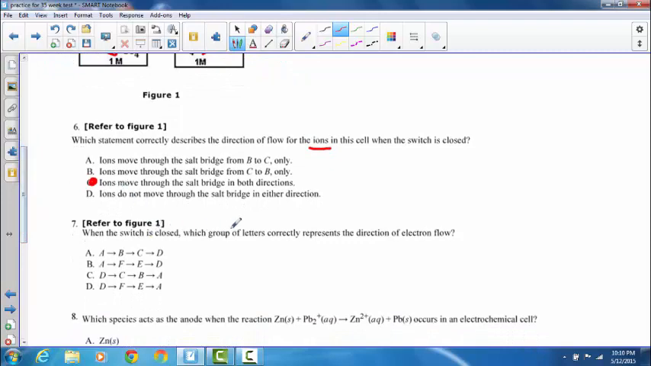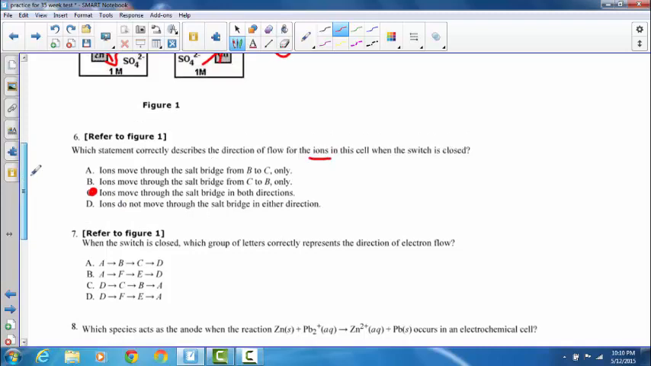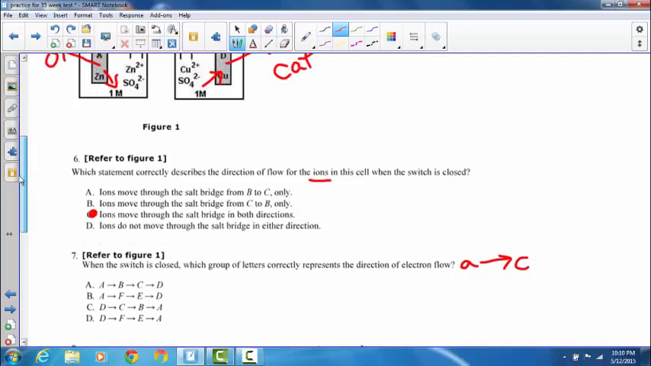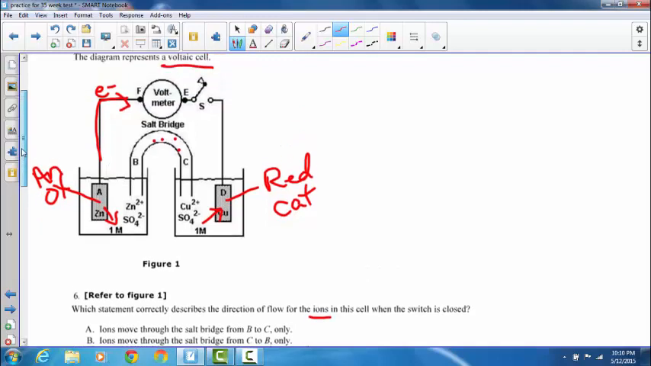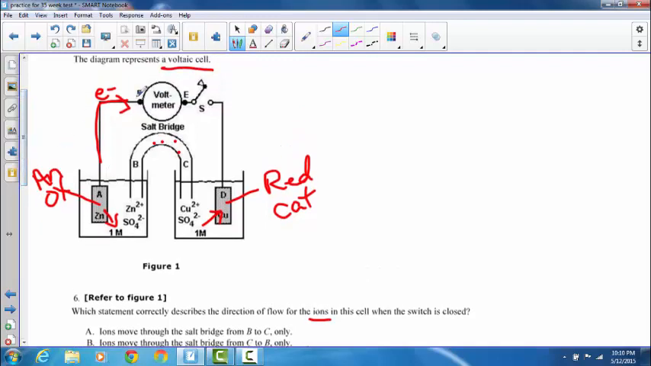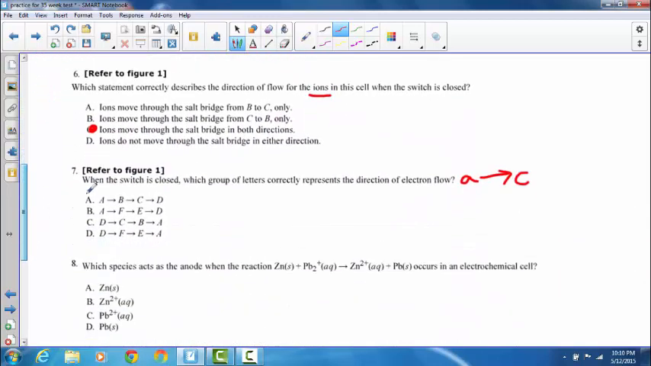When the switch is closed, which group of letters correctly represents the direction of electron flow? So electrons always go from the anode to the cathode. So we go up here to find the anode. It would go from A and up here through F, E to D. So A, F, E, D. There it is. There's our choice.